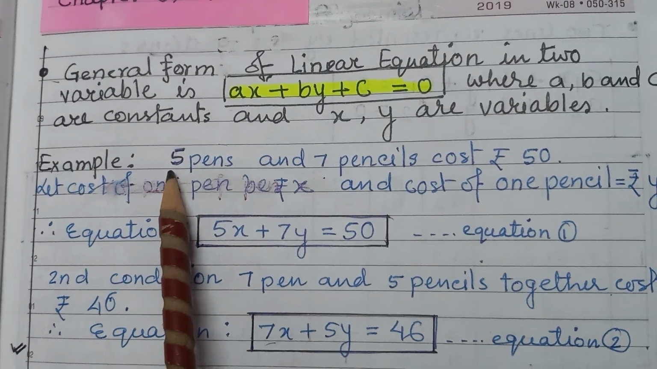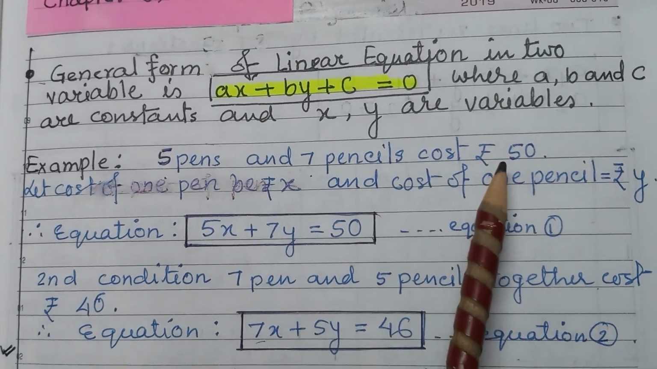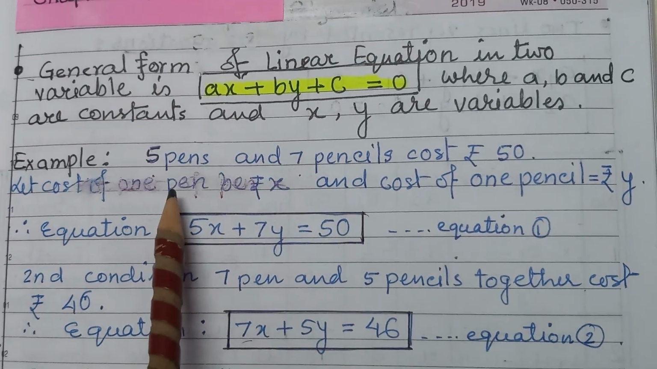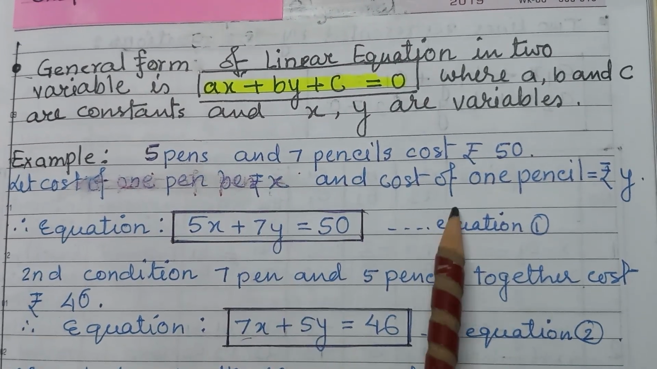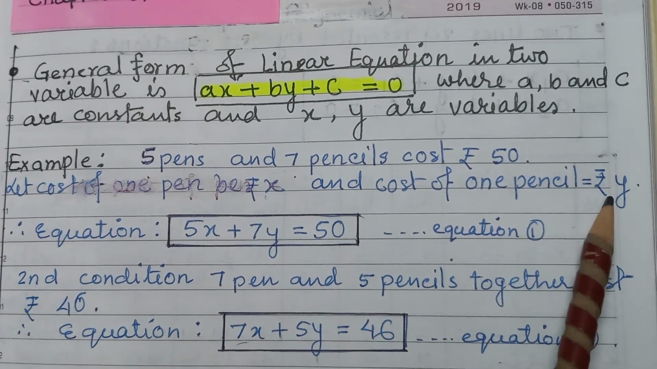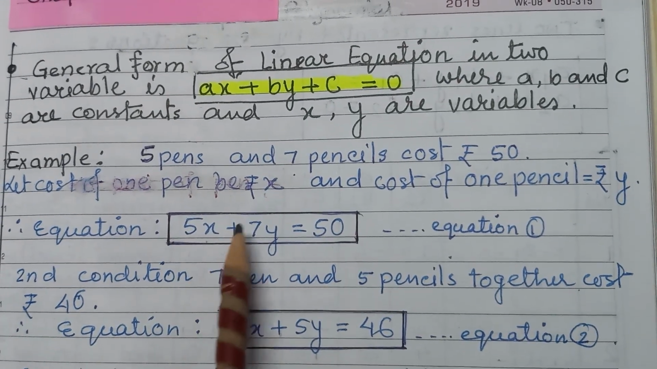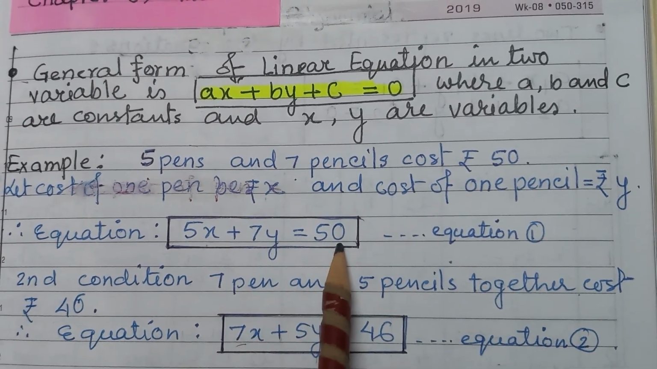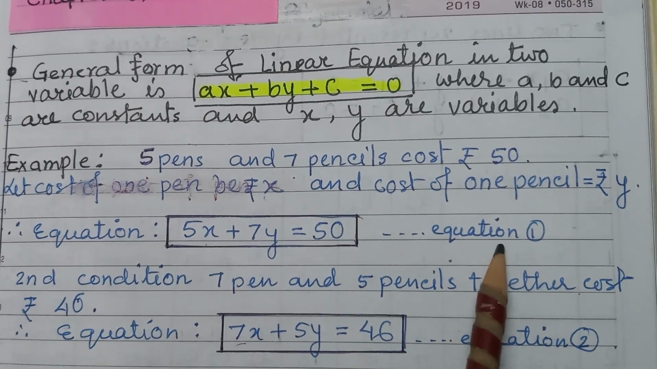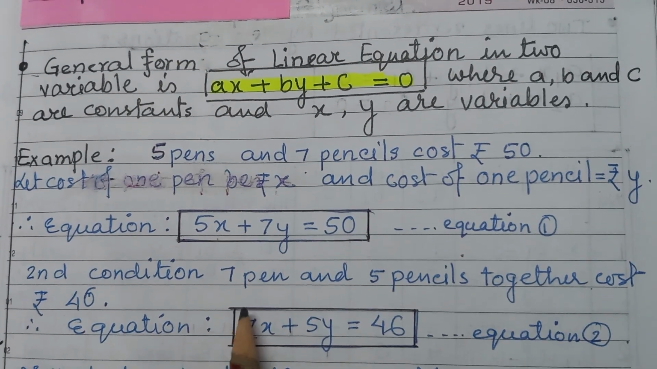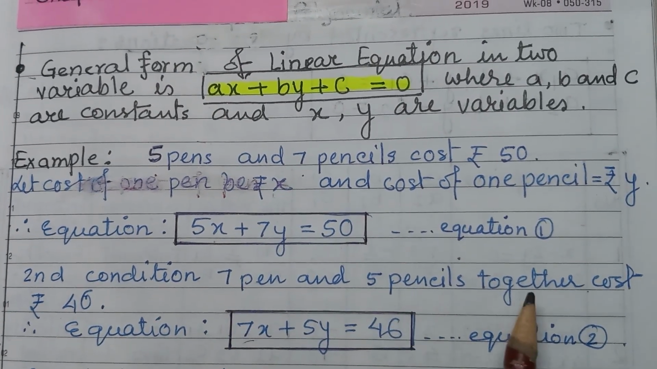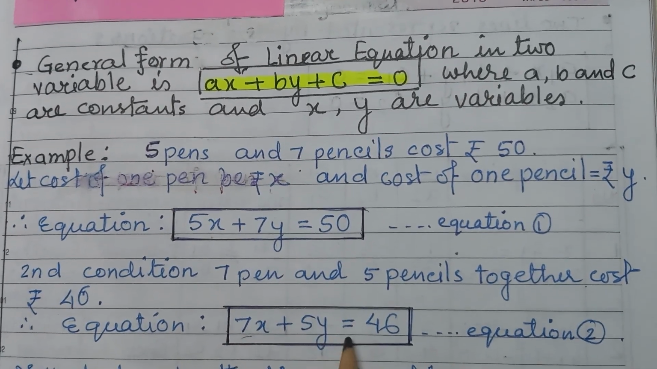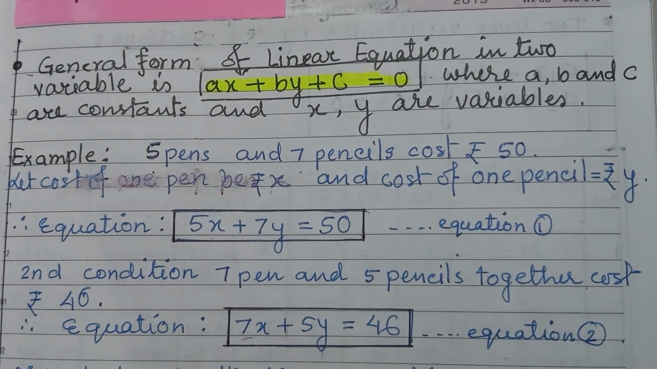Now one example of a linear equation is given here. 5 pens and 7 pencils cost rupees 50. This form you have to change into a linear equation. Let 1 pen cost rupees x and 1 pencil cost rupees y. So 5 pens is 5x and 7 pencils is 7y. So 5x plus 7y is equal to 50. It is the form of a linear equation. Another example: 7 pens and 5 pencils together cost rupees 46. The equation is 7x plus 5y is equal to 46. These are linear equations.